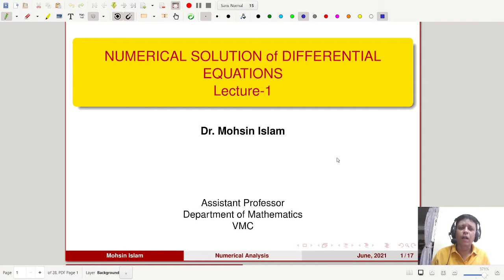And you have learned so many techniques in differential equations. You have applied those techniques. You know how to solve second order linear differential equations. You know how to solve higher order differential equations also with several methods. So today we are talking about numerical solution of differential equations. That is our topic: how to solve differential equations numerically.